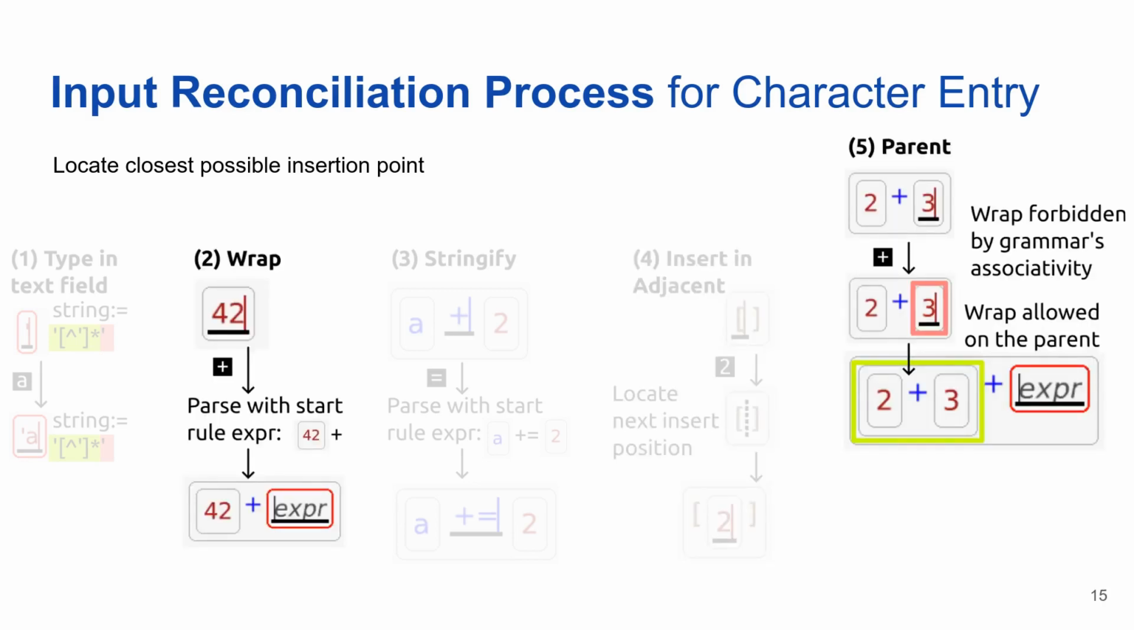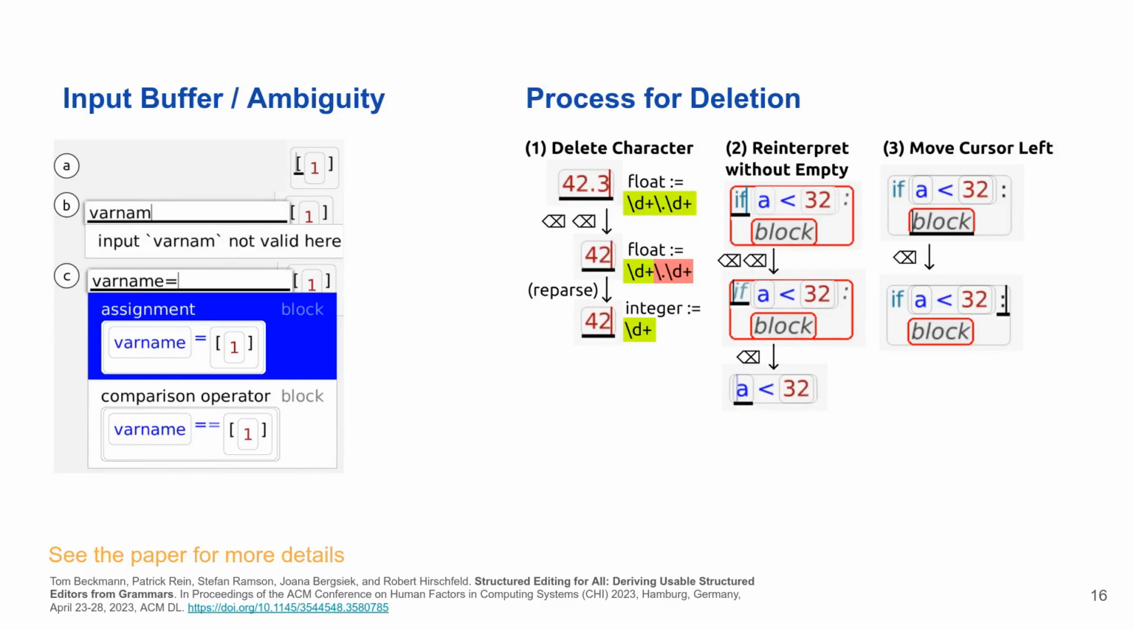Finally, if we try an input in a place where all of the previous steps do not work, for example, adding a plus sign here on the 3, which is forbidden by the grammar associativity because they cannot appear on the right-hand side, we try the entire process again, but on the parent, and find that indeed the plus step is allowed on the parent, leading us to this binary addition here that surrounds the inner. There are other aspects like how to resolve ambiguity that you've also seen in the demo video, and a similar process that happens for deletion, which we documented in the paper.